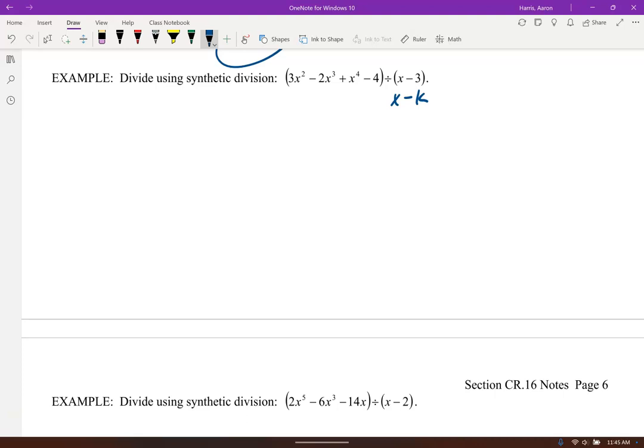So in this case, what would your k be? k would be 3. I put the 3 in the box, and then I have it go down by degree. Now this is not in standard form. This should be written as x to the 4th minus 2x to the 3rd plus 3x squared. Notice there's no x, so 0x, and then the minus 4. So I'm going to use those coefficients: 1, negative 2, 3, 0, negative 4.